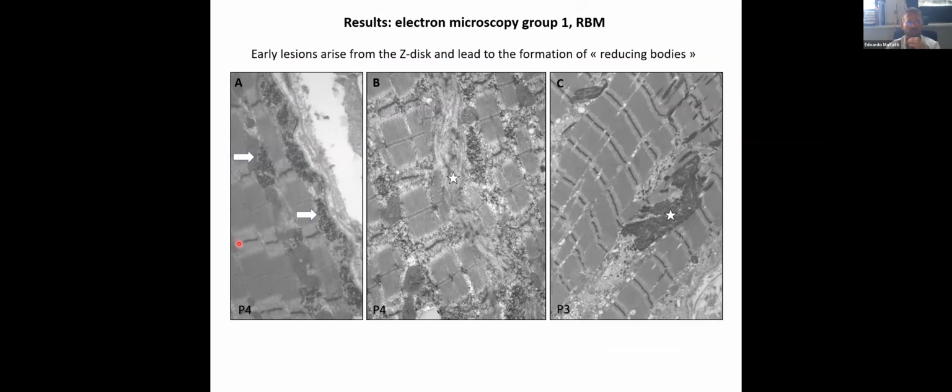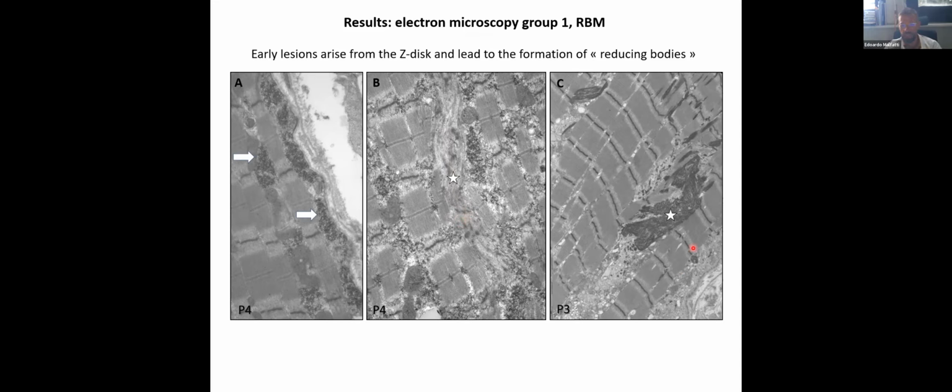Here we found areas of the sarcomere that were more preserved, and then we started observing lesions that seemed to arise from areas that are near the Z line or in the subsarcolemmal area, associated with more filamentous material with subsequent degeneration of the sarcomere. As you can see here, you can have some disruption of the Z line with Z-line streaming.